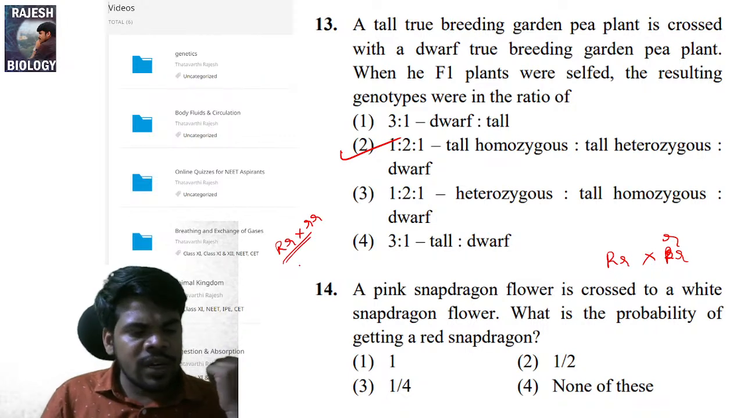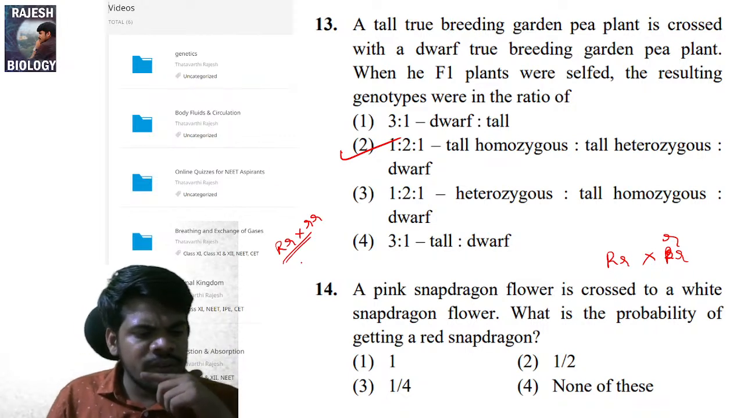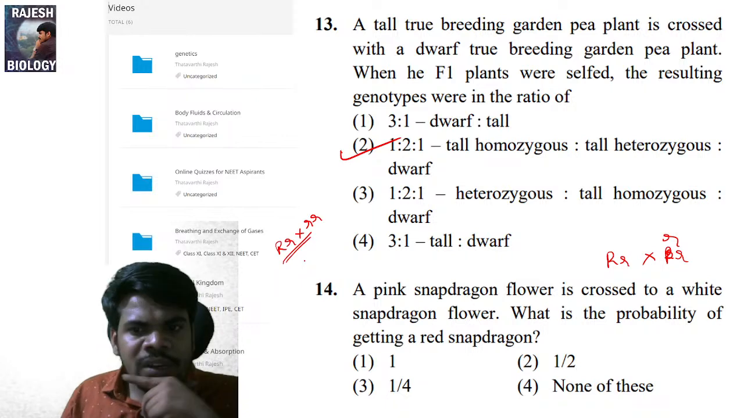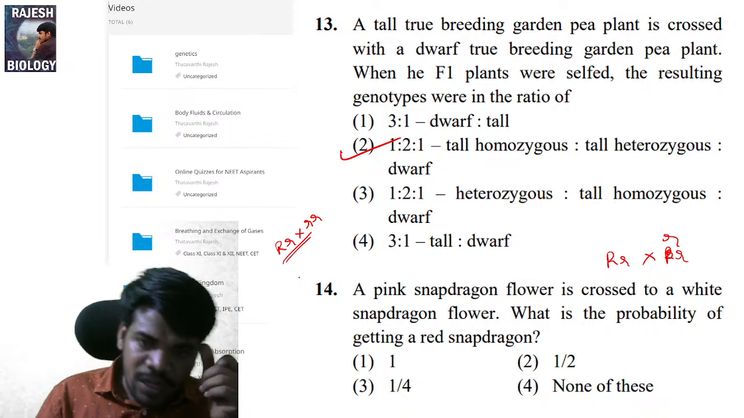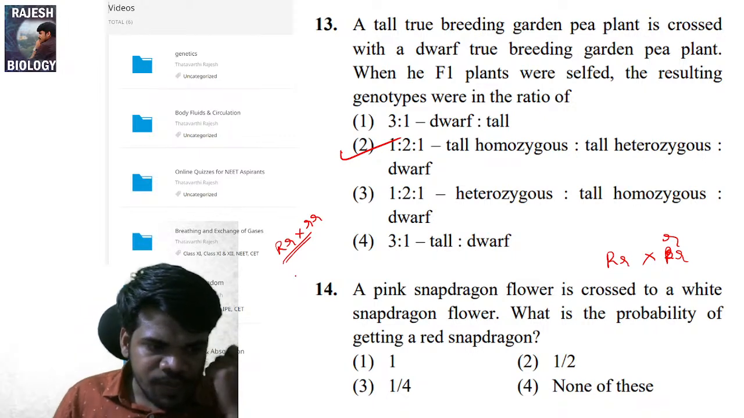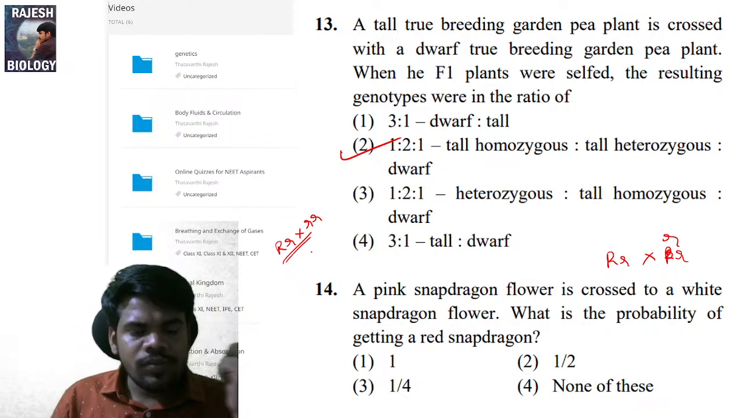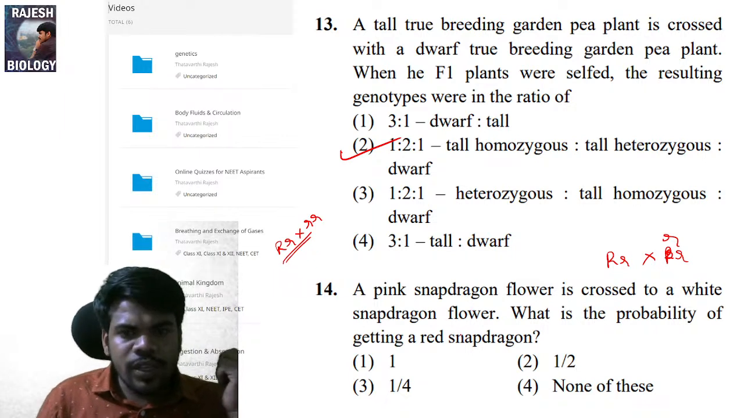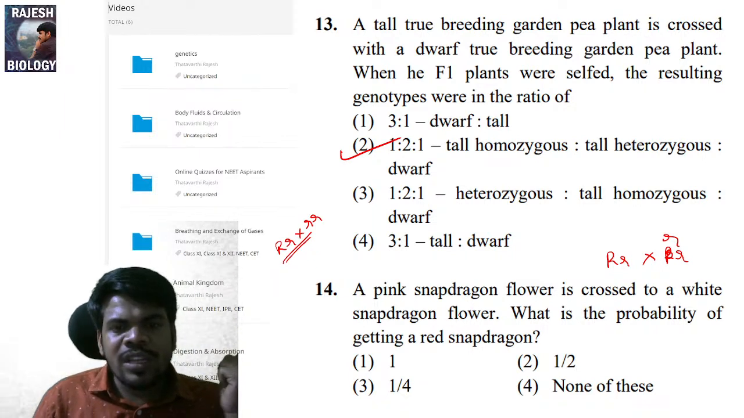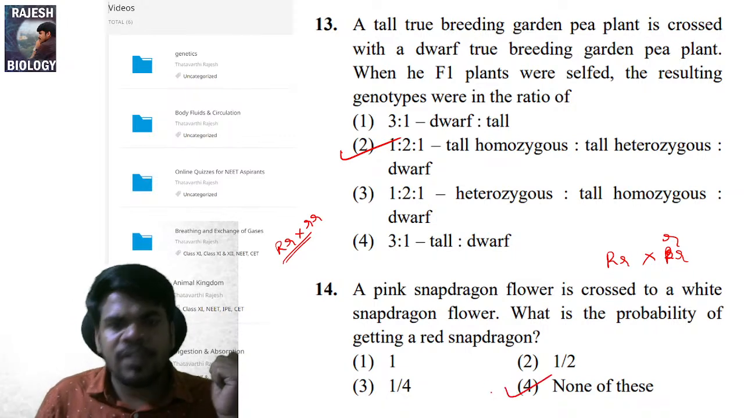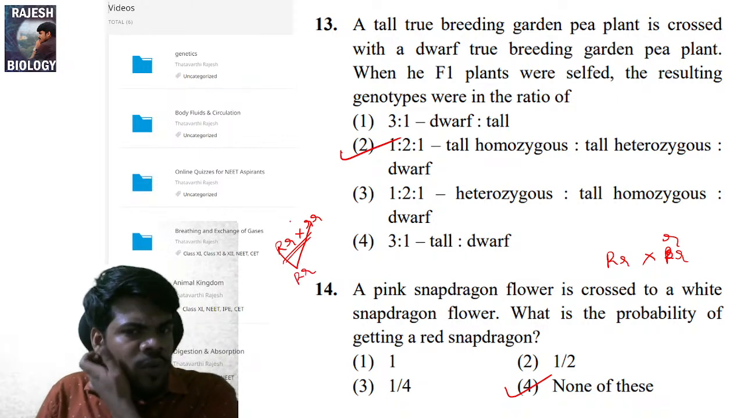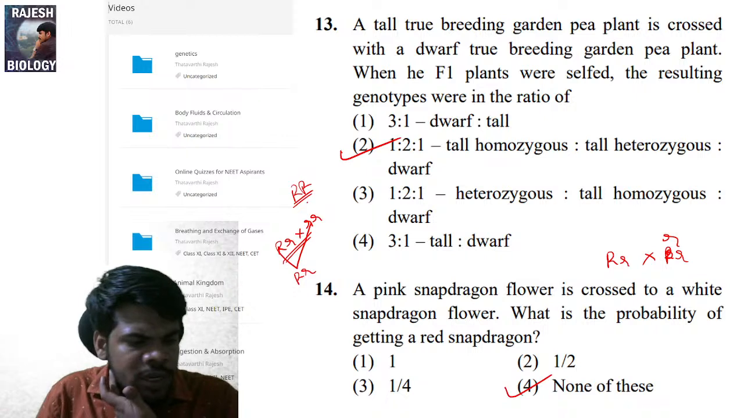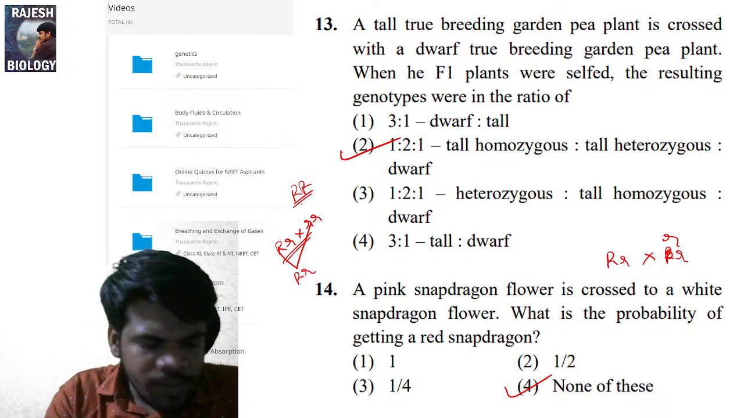The proportion of the red color flowers. How many are red color flowers? No change, half. Ganesh also says half. No. Chinnu says 1 by 4th. Actually, there is no possibility of red color flowers, none of these. Because if R is crossed with the small r, that becomes pink. Okay, if we want red color, both R should be the capital R, capital R. Clear?